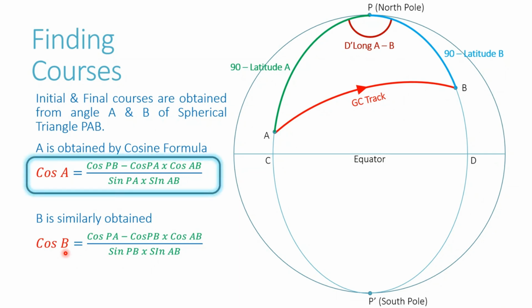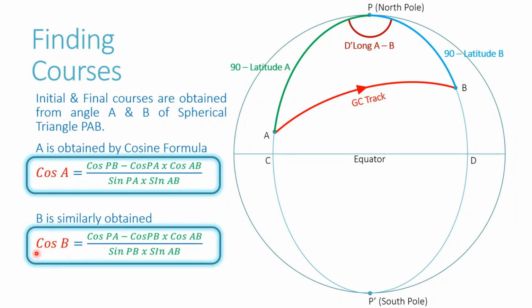So remember these formulas. They are simple applications of the cosine formula. If you know the cosine formula, you don't need to memorize them. It is just an application to whichever angle we require. So once the cosine formula is applied in this way, both these angles, angle A and angle B, are known to us. Now, how do we obtain the initial and final courses from these two angles?